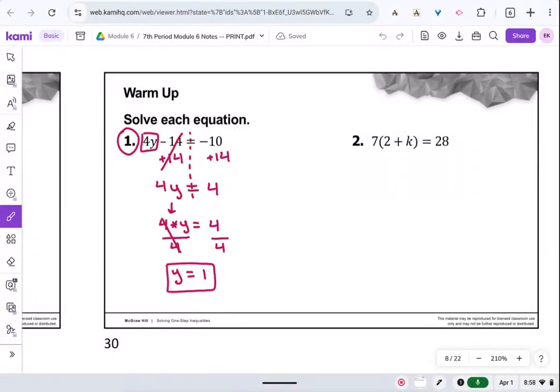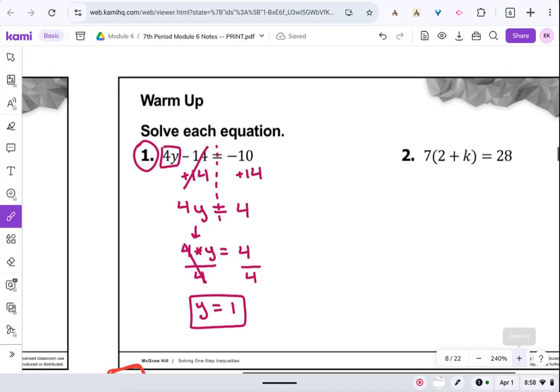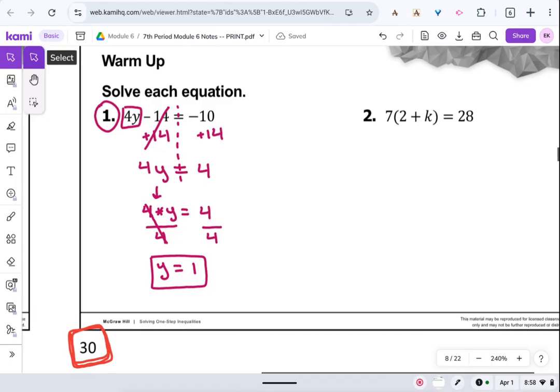Alrighty, so for today's video, we're actually going to start on slide 30. So make sure you're on slide 30 of your note packet. I want to start here because we're going to do numbers 2 and 4 on this warm-up piece here. I want to practice these before we do the more difficult inequality questions.